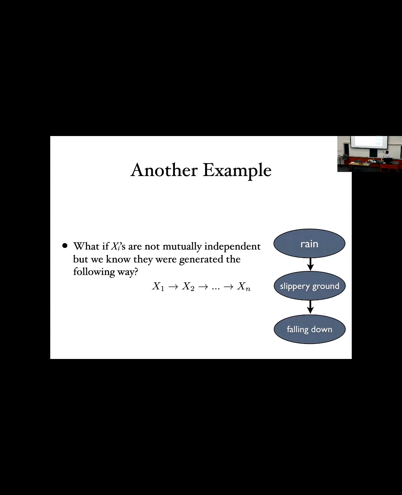Okay. Now let's look at another example. Here, we have a lot of variables, and again, suppose we are dealing with coins that are not necessarily fair. Now we know the process. The first outcome can affect the second one, and so on. And then in this case, we have n coins. How many parameters do we need?